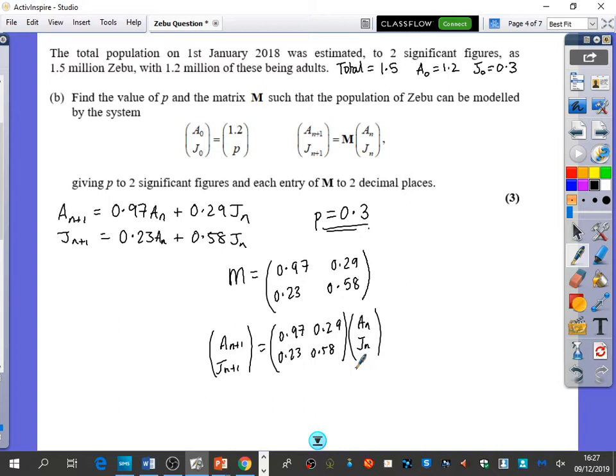So now we've got the value of P, and we've got the value of the matrix as well. And you could keep multiplying by this matrix. Every time you multiply by the matrix, you should have the next year. Okay? Can I go on to the next bit?